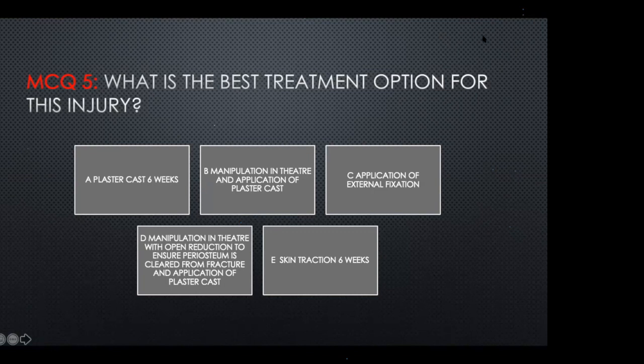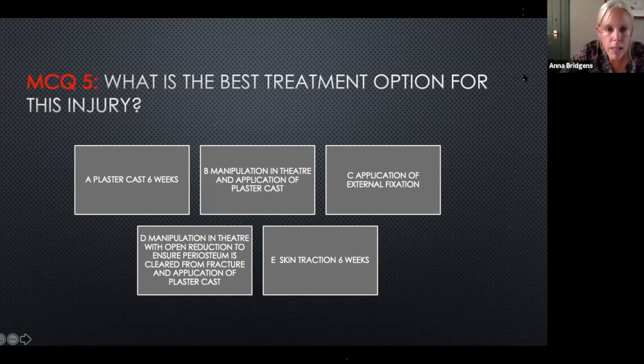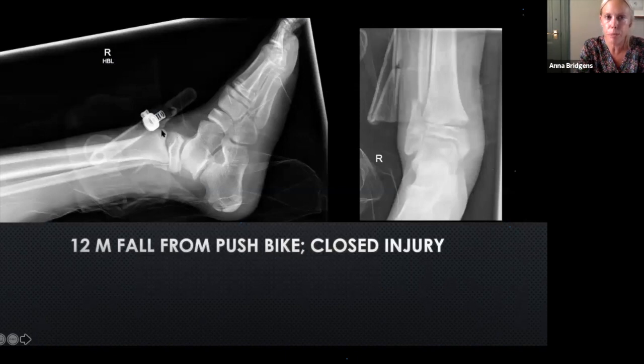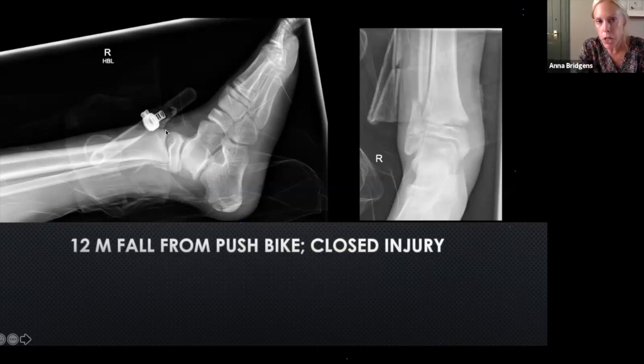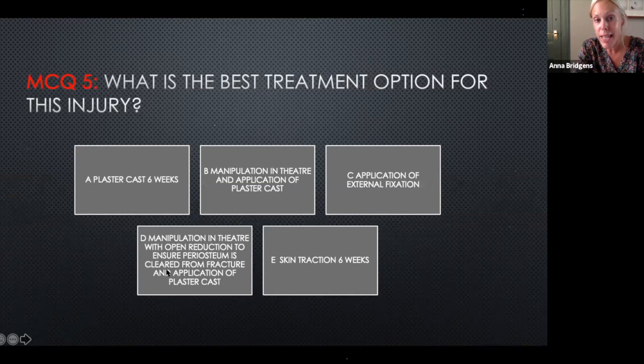So the commonest answer with 50% of the votes was manipulation in theatre and application of plaster cast. Okay, so maybe this question wasn't great, but I think that if you did that reduction and you were really happy with your reduction, that there was no gap at the front here, can you see my arrow where I'm pointing? Yes. Yeah, you need to be really, really clear that there's no gap at the front. And I would always have a really low threshold to go with D, to just do a small incision to clear the periosteum out, to make sure that you get a perfect reduction at the front.